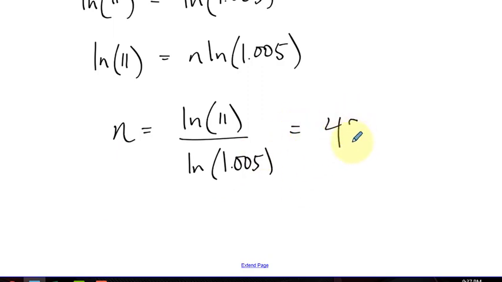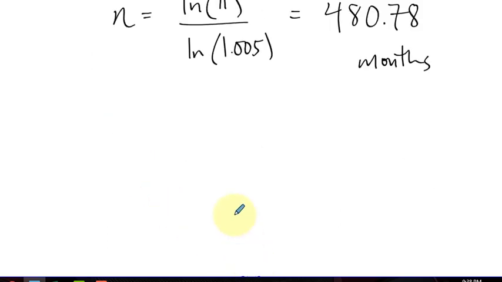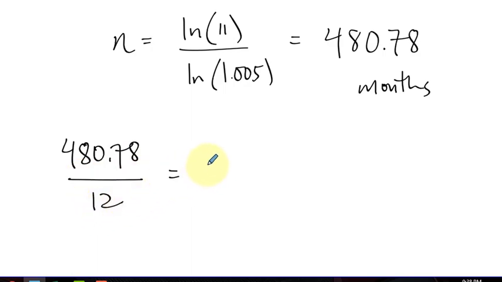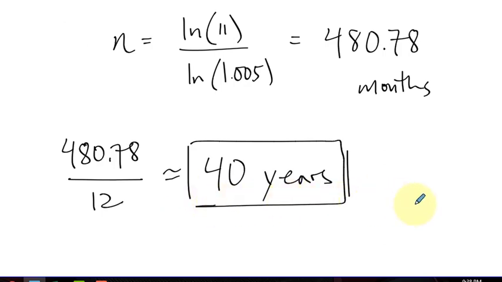This is about 480.78, and that was months, because n in the way that I had developed that formula represented months. So that's 480 months. So how long is that? If we divide by 12, we can get the number of years. That's about 40 years. So you hit $1 million after 40 years of making $500 monthly payments with 6% growth.